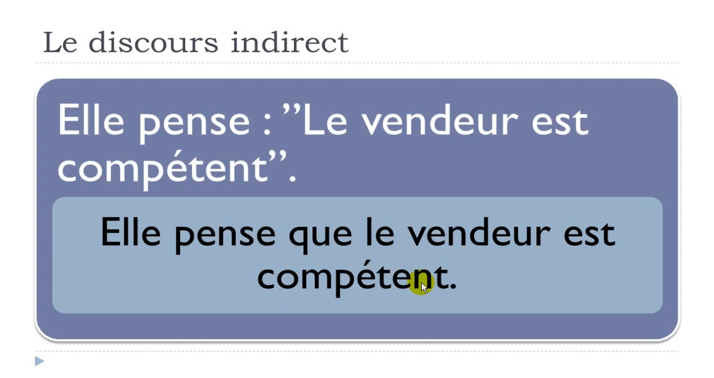So it's quite easy in that case, and of course I took on purpose a simple sentence to start, but then it's just to show you that the sentence doesn't change that much. Of course you will have to take these guillemets away and then deux points, so everything should go away, but in that case the sentence doesn't change that much. Elle pense que le vendeur est compétent. Alright?